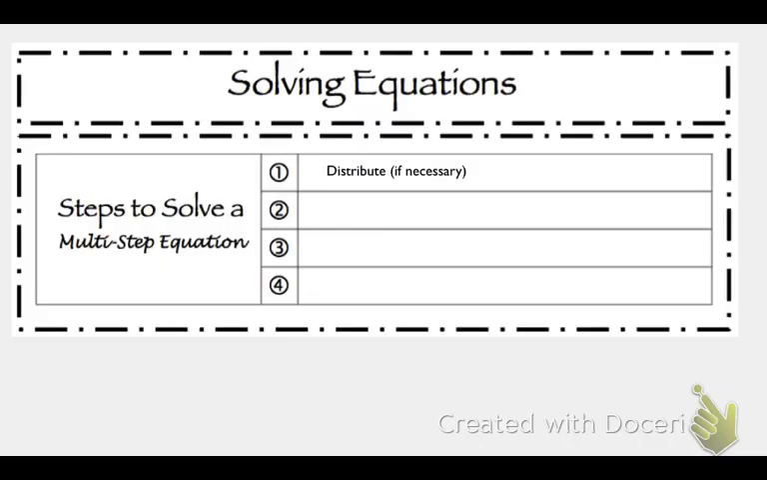The first step is to distribute, if necessary. Sometimes you don't have to. The second step is to combine like terms. Third step is to solve. And the last step is to check your answer.